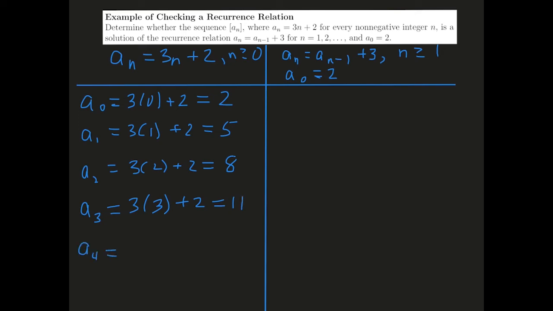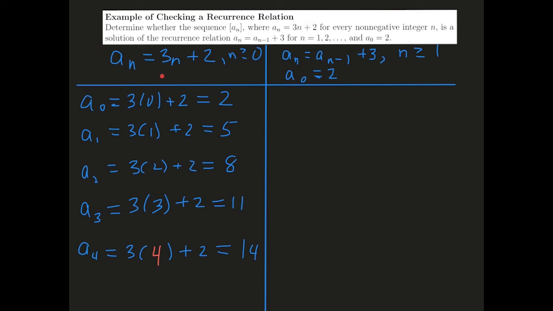a_4 is 3 times 4 plus 2, which is, this is 14, but I noticed that I got ahead of myself, so let me correct that. That is 3 times 4. And that's actually good, because what I wanted to point out was how this worked.